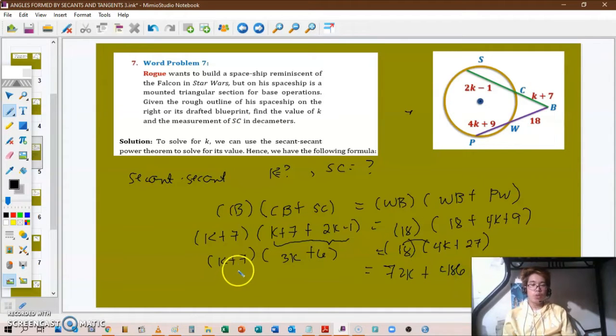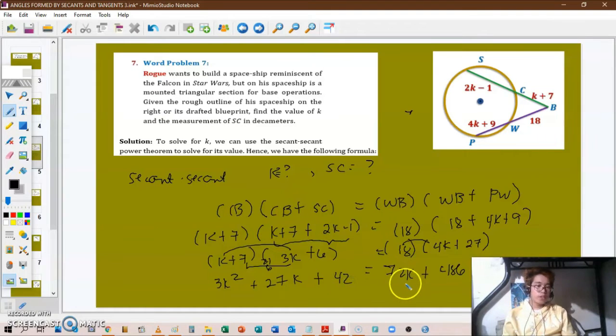It's going to be equal to 3K times K, that's 3K squared. And then 7 times 3K, so it's going to be 21K. And then 6 times K, so that's going to be 6K. So 21 plus 6, that's 27, so 27K plus 7 times 6. So what's 7 times 6? That's simply equal to 42.